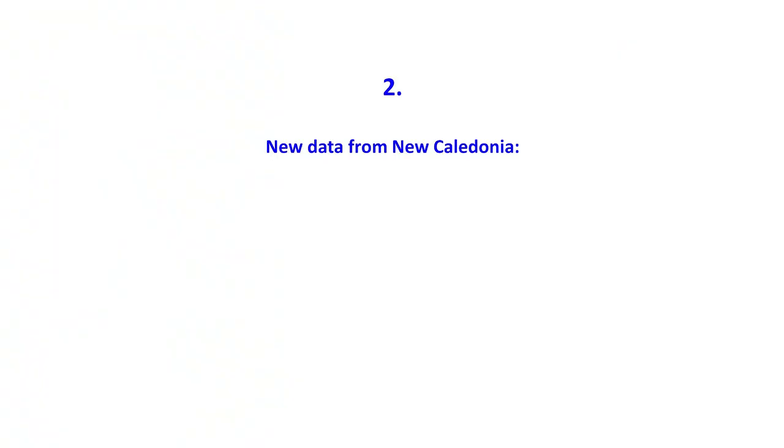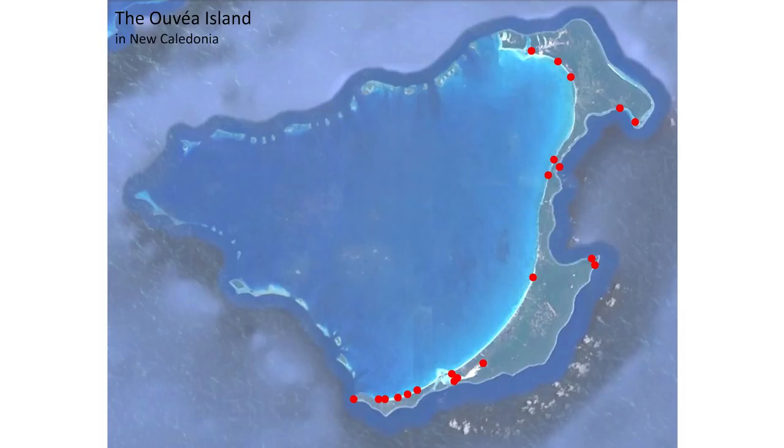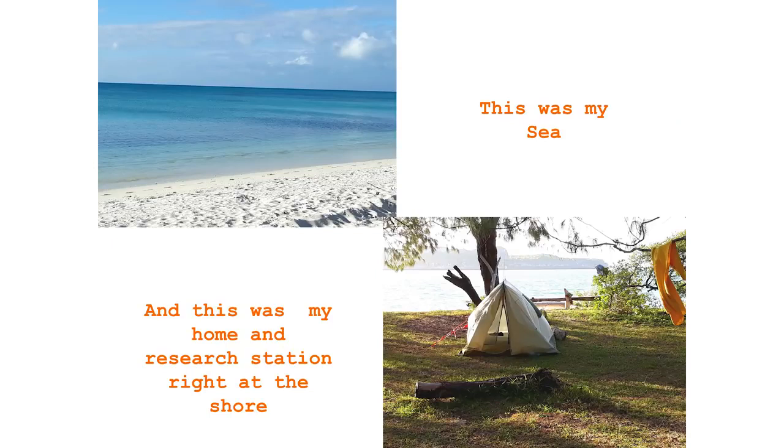Okay, we are finished with the regional sea level studies, and I go over to new data from New Caledonia. This is New Caledonia, and the red points show where I was working. It's an atoll, so it's a fantastic area. There is no volcanic rock in the middle, so it is more or less stable. And this was my sea, and this was my research station. It was a lovely time.